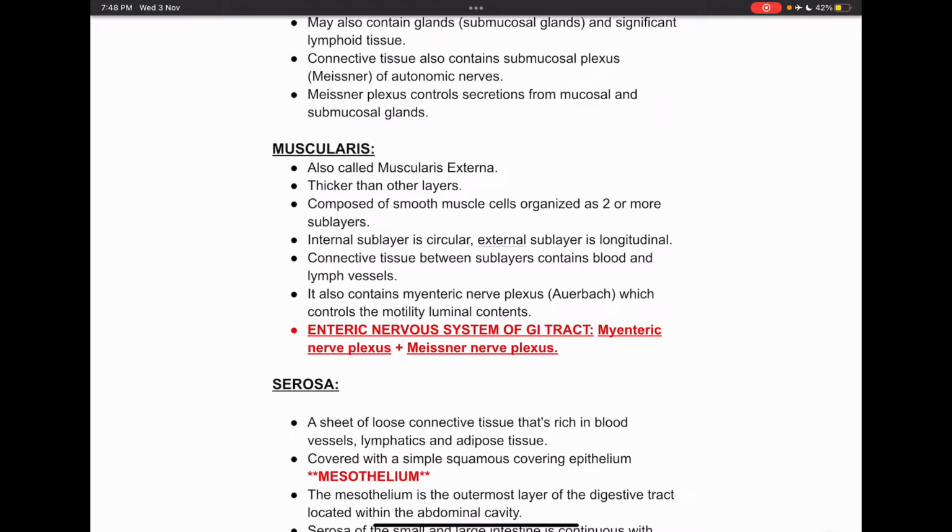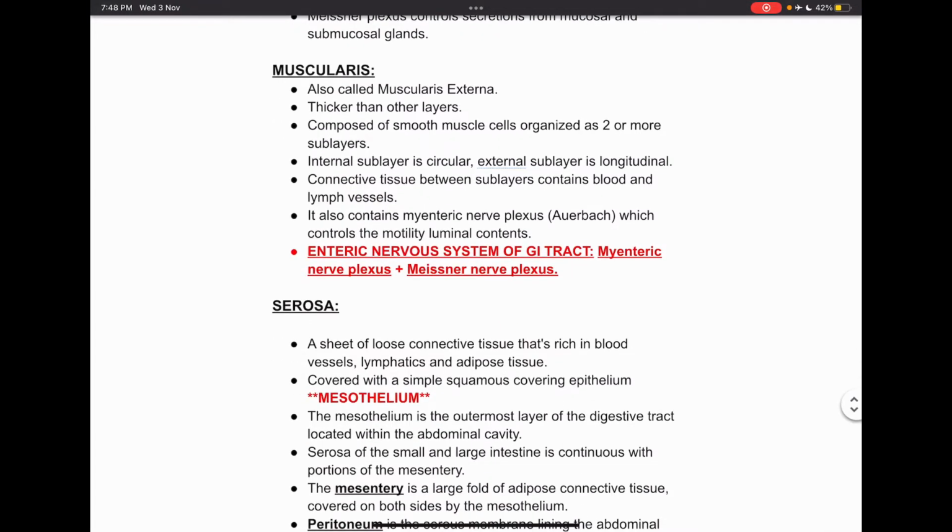It's the thickest layer of the wall of the GI, and it contains the Auerbach nerve plexus or the myenteric nerve plexus, which controls the motility of the luminal contents of the GI. The enteric nervous system of the GI tract is composed of the myenteric nerve plexus and the myoclonic nerve plexus.